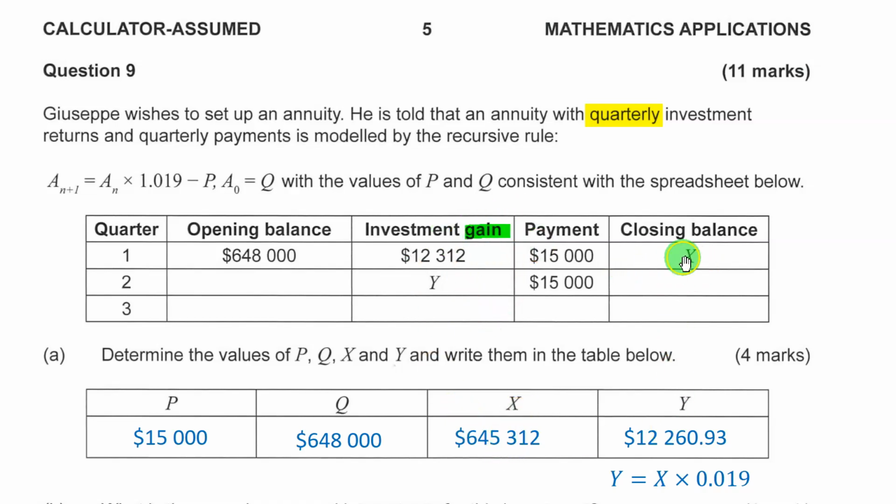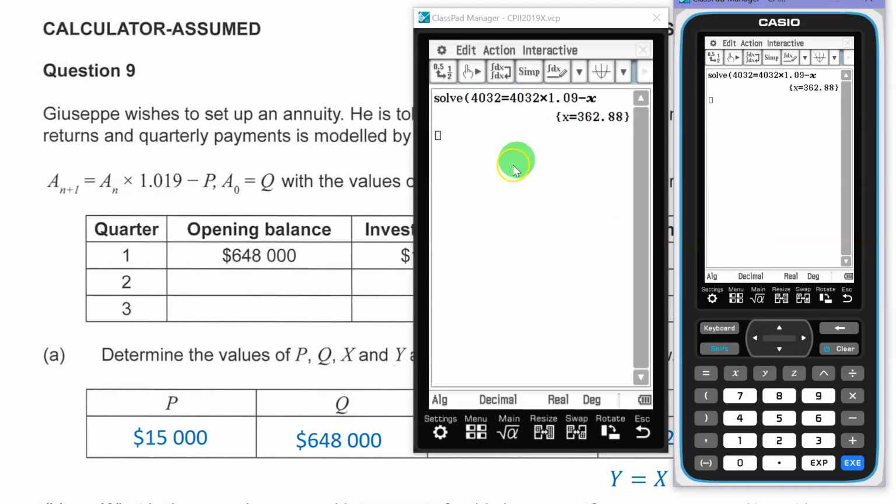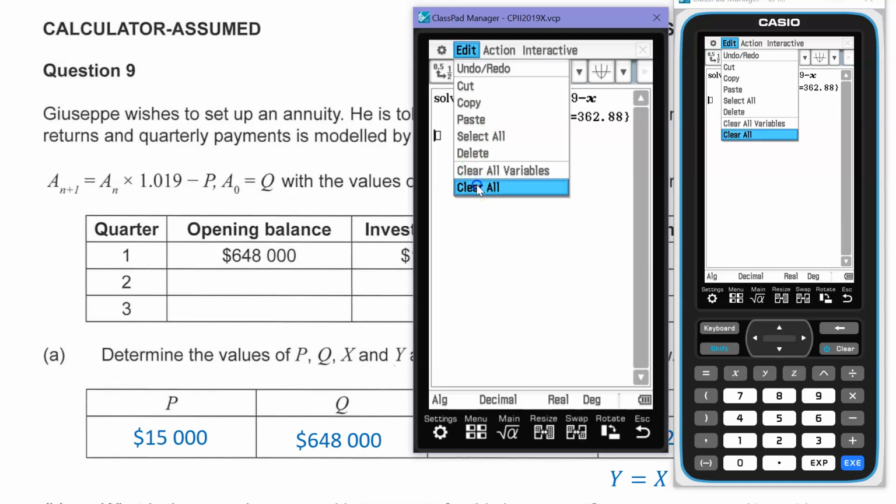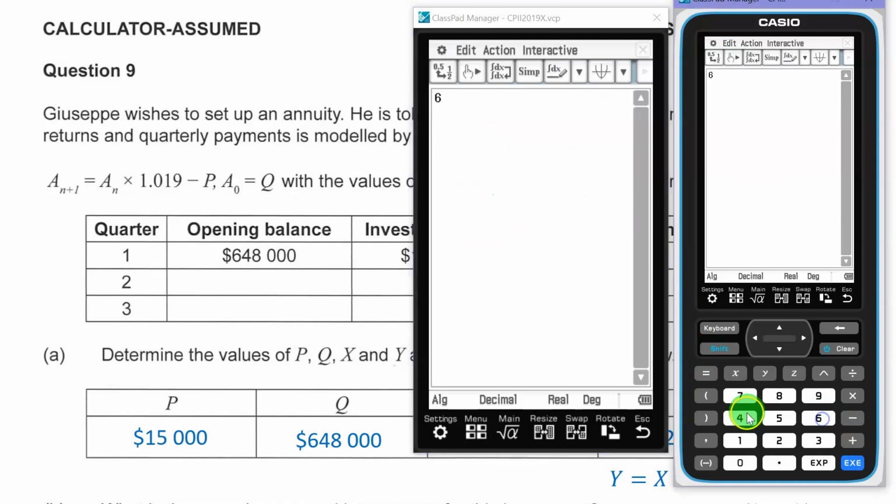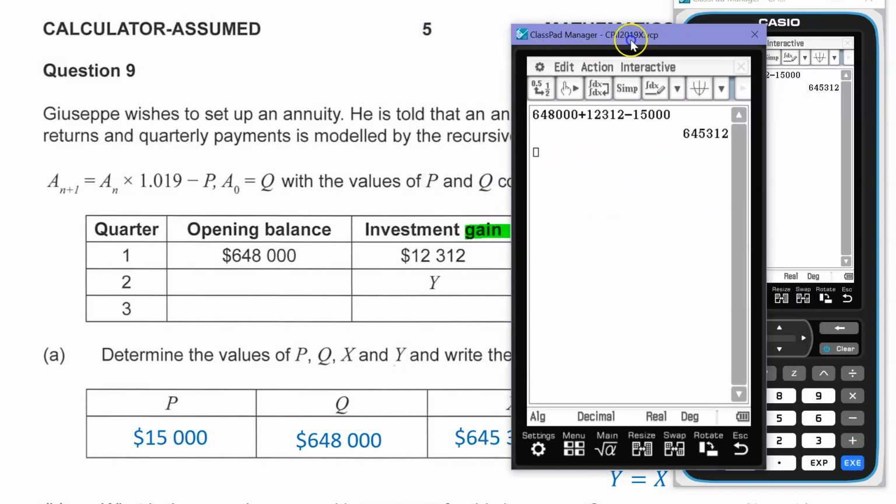X and Y. So X is the closing balance. So to get the closing balance, we take the opening balance, add the gain and subtract the payment. Let's grab a calculator. Here we go. So let's tidy up from the question we were doing before. We've got $648,000 and we are subtracting from that 12,312, the interest for the month. And oh no, we're adding that one. Let me just add that in. We're adding the interest and then we're subtracting the payment of 15,000. So this is the value of whatever was missing, X there.